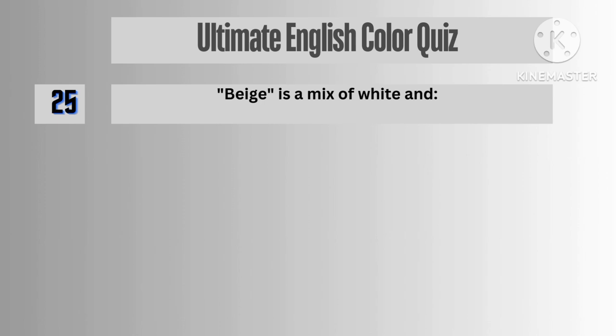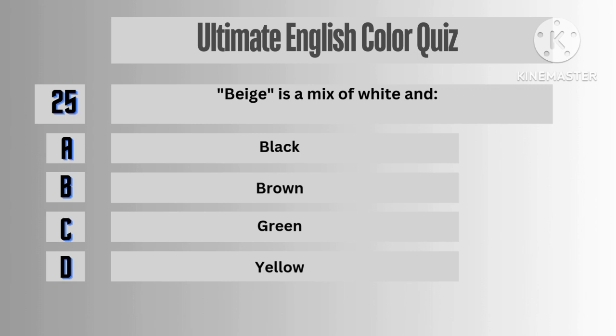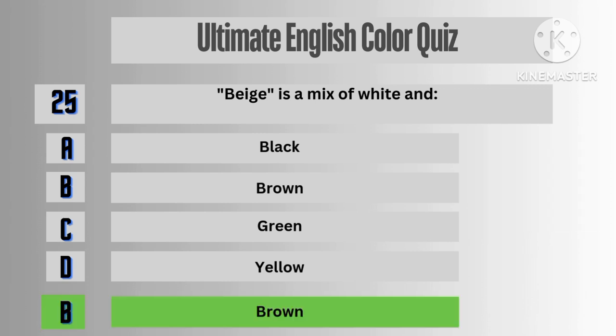Question number 25. Beige is a mix of white and option A. Black. Option B. Brown. Option C. Green. Option D. Yellow. 5, 4, 3, 2, 1. Correct answer is B. Brown.